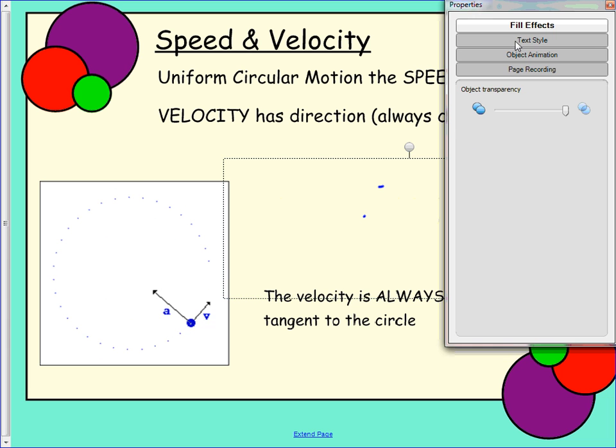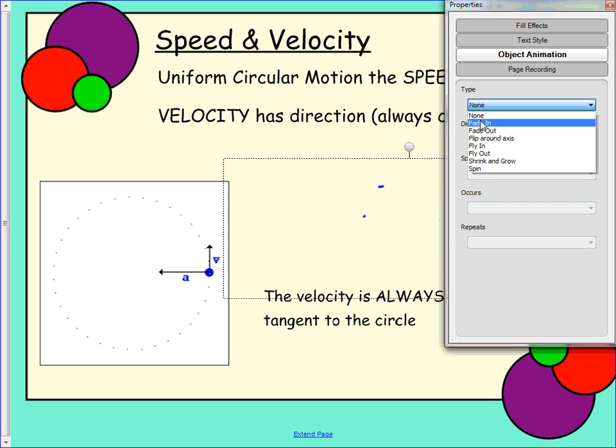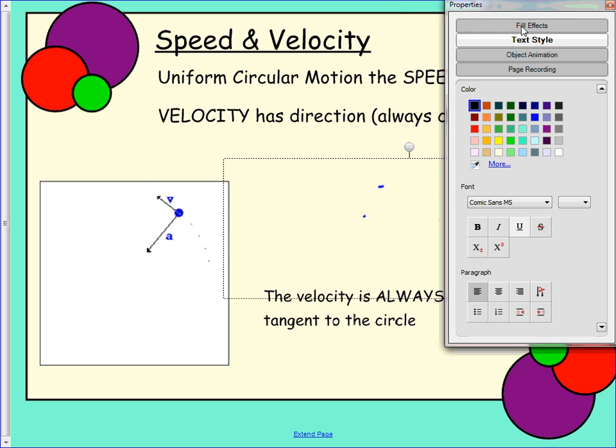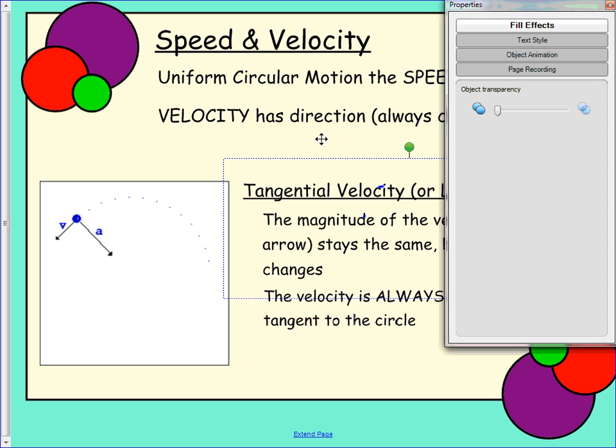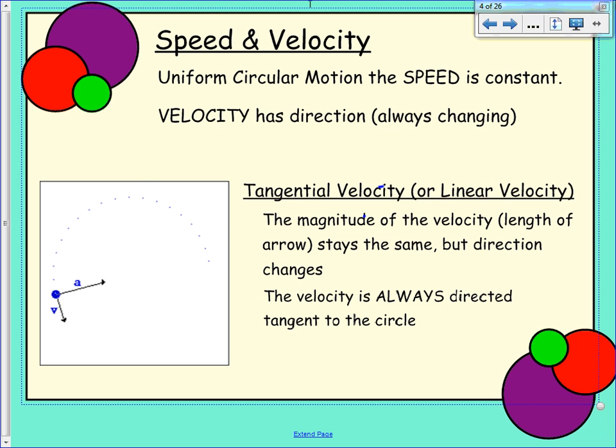And excuse me, I need to just get this in here. Sorry about this. There we go. Sorry about that. All right, tangent velocity.